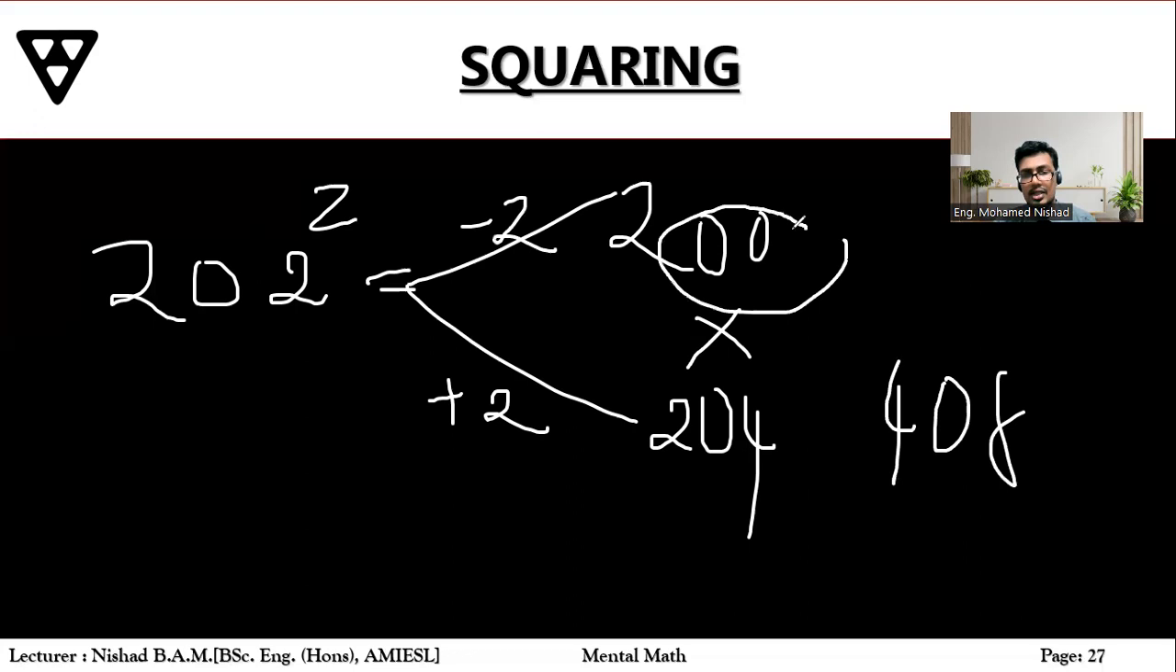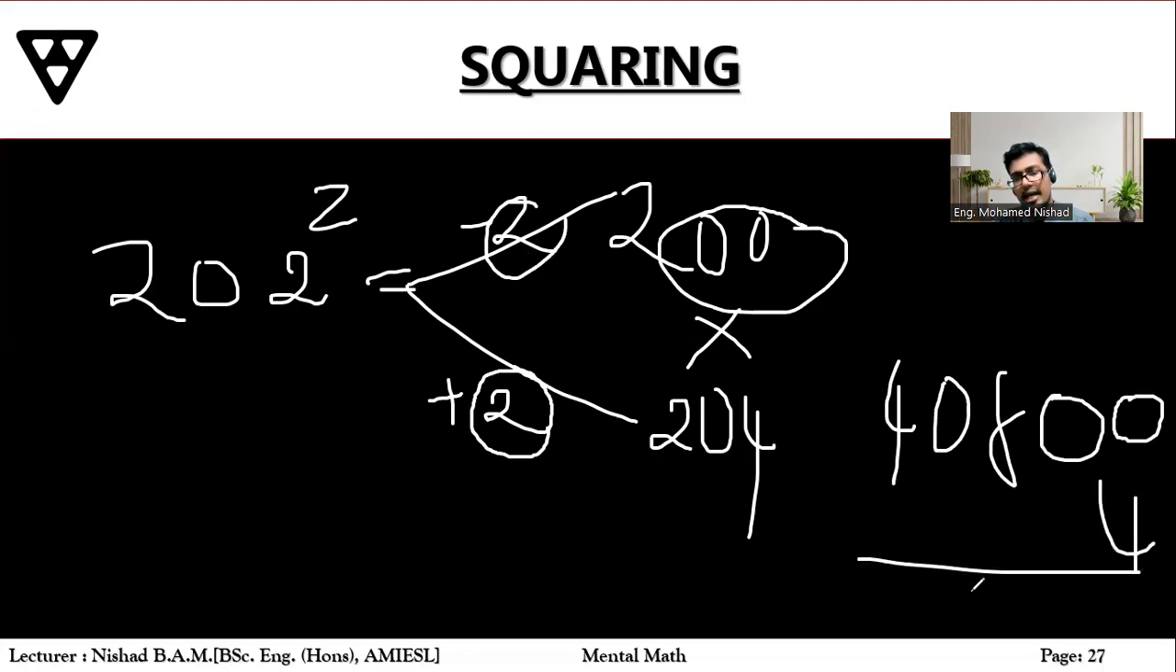But here we have 2 zeros, so those 2 zeros will be added like this. After adding those 2 zeros, we have to add the multiplication of this and this. How much will it be? It will be 2 times 2, 4. So the answer will be 40,804. Very simple.